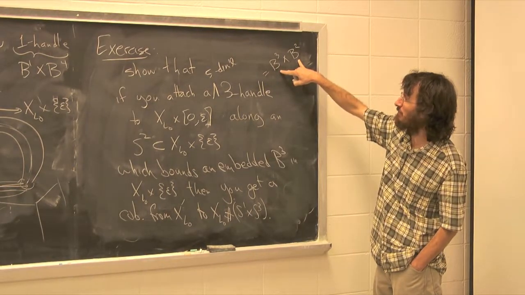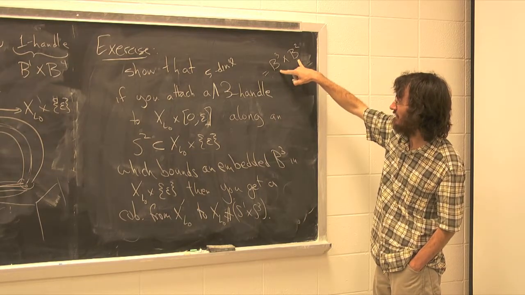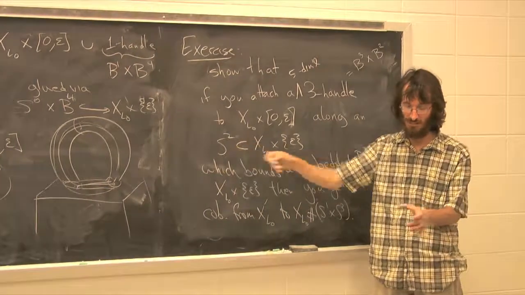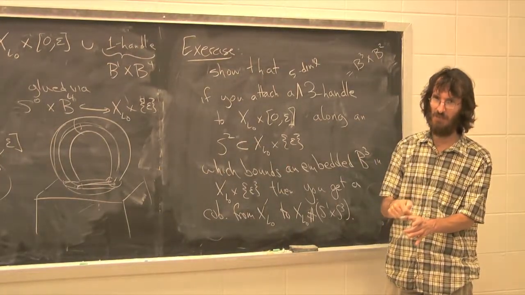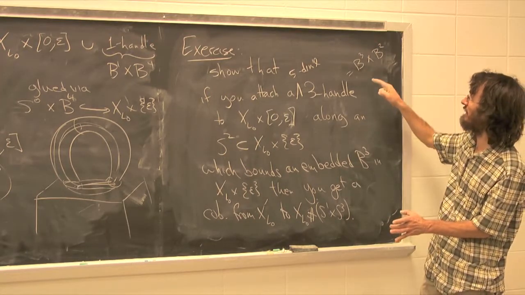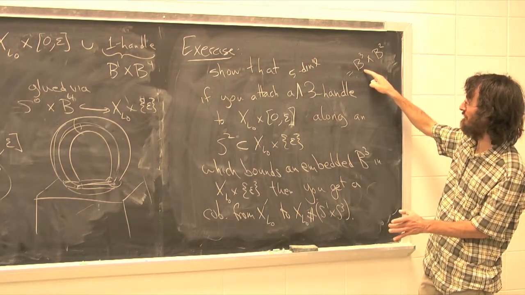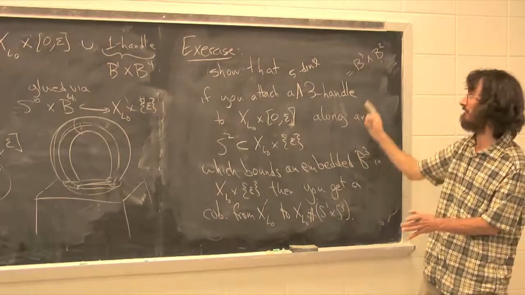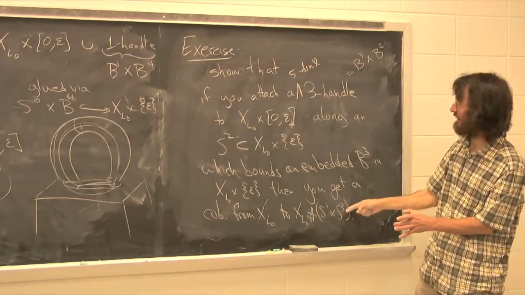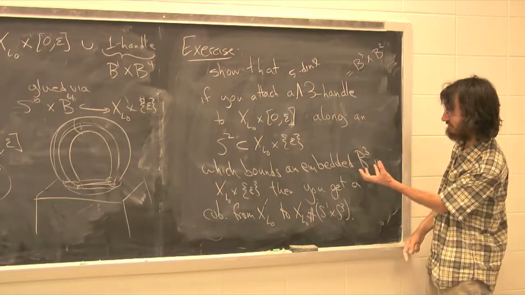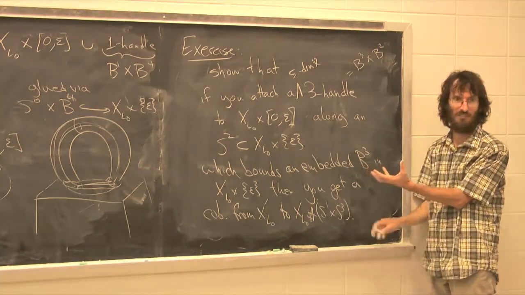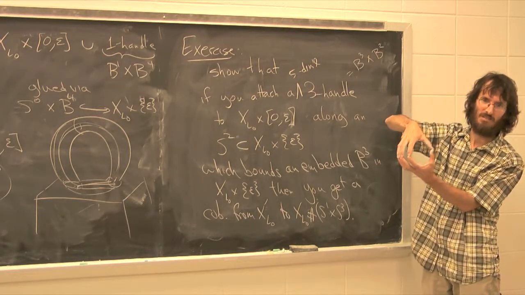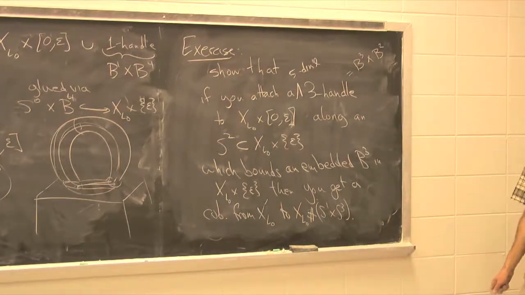And the surgery is going to replace, I'm going to take out a neighborhood of this S2, which is S2 cross B2, and now I have an S2 cross S1 boundary component, and I'm going to fill it in by B3 cross S1. Okay, that's where this S1 direction comes from. Where this S3 direction comes from is the fact that I had a B3 that this S2 bounded, and then I've got a B3 from inside the handle, and those two B3s are going to fit together to make an S3. So that's, we should stop.